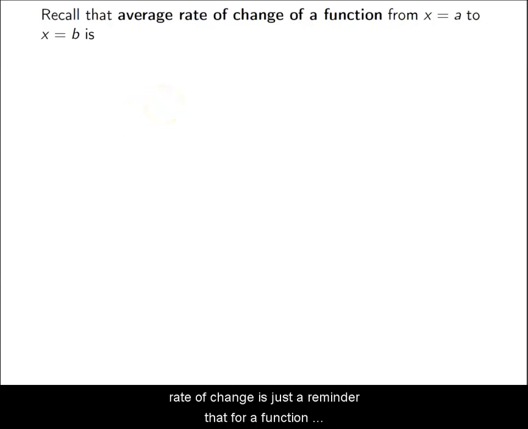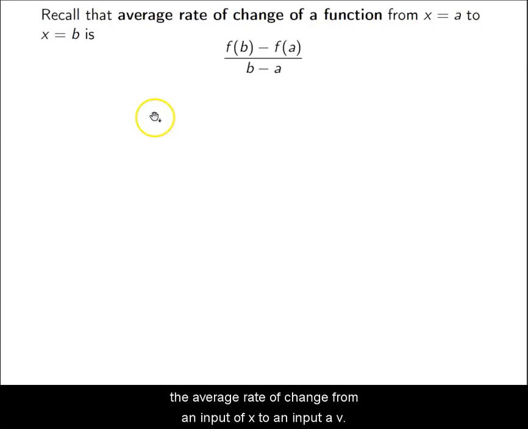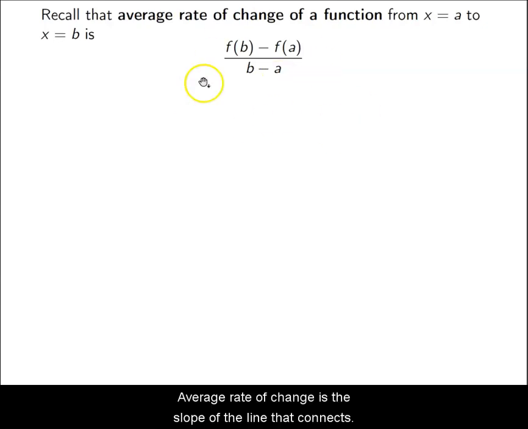Okay, so just a reminder that for a function, the average rate of change from an input of a to an input of b is the difference in the outputs over the difference in the inputs. So remember, this is pretty much the same thing as slope, right? It's the slope of a secant line for a function. So if I took any 2 points on a function and I drew a line between them, the average rate of change is the slope of the line that connects them.